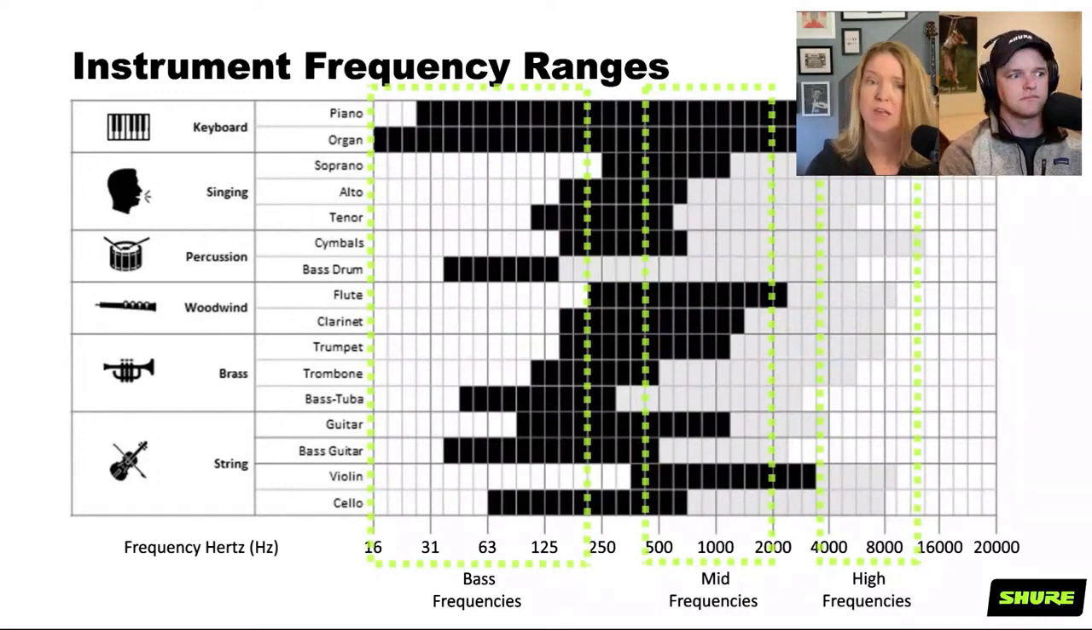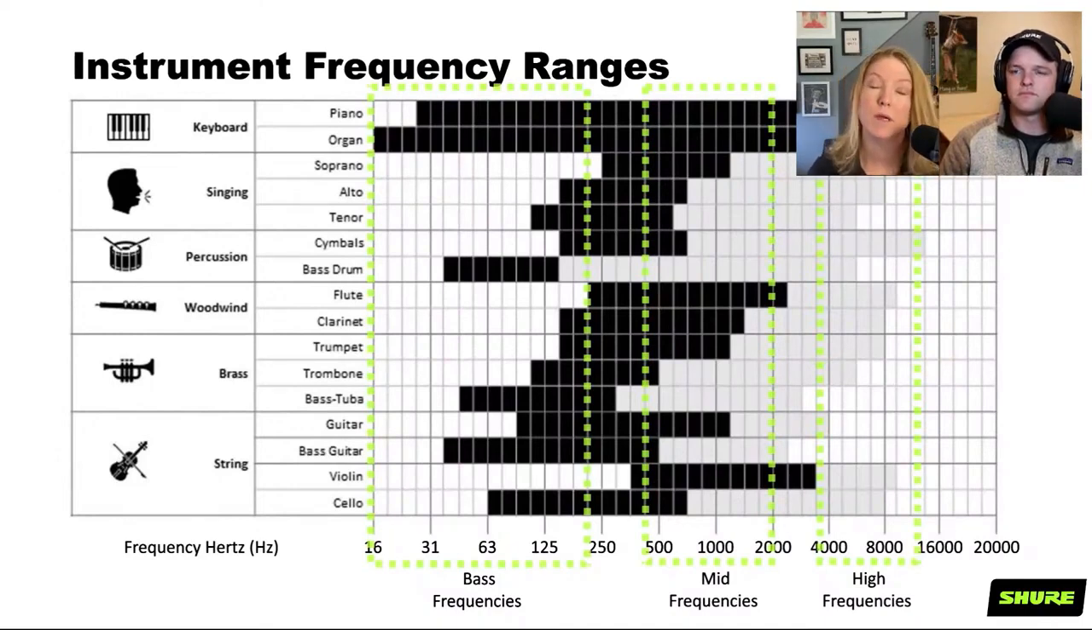So if you're visual like me and you like to see, okay, great, how do I actually apply this to the real world? You can see things like the piano and the organ kind of run the full gamut, whereas you have something like bass drum, which lives down in that lower range.